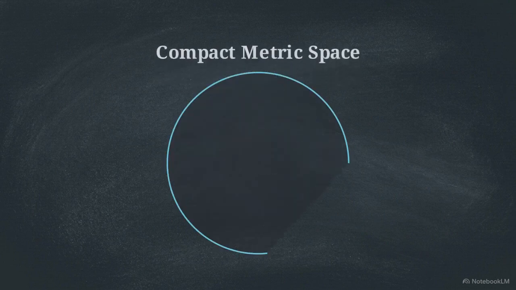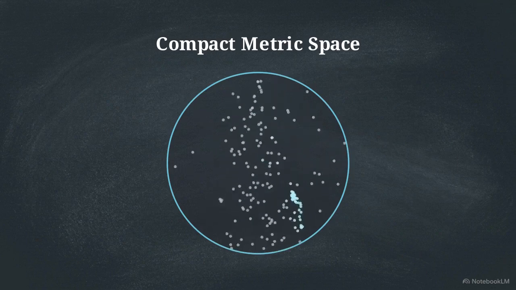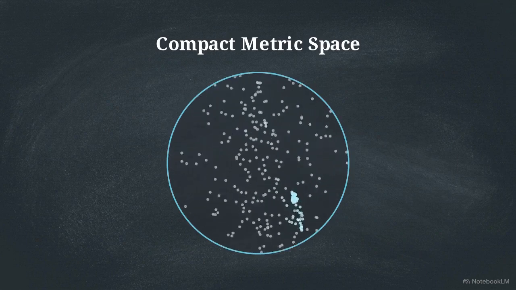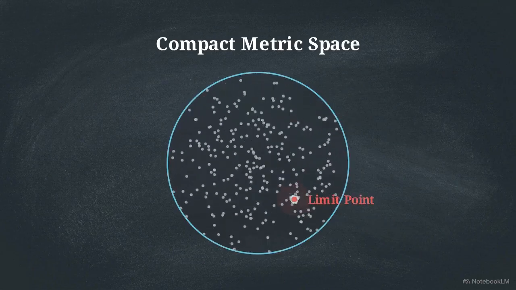Rudin states that if a sequence exists in a compact metric space, it has a convergent subsequence. Here is the intuition. This bounded circular area is a compact space. If you pour an infinite number of dots into this finite room, lack of space physically forces them to cluster infinitely close to at least one target point.